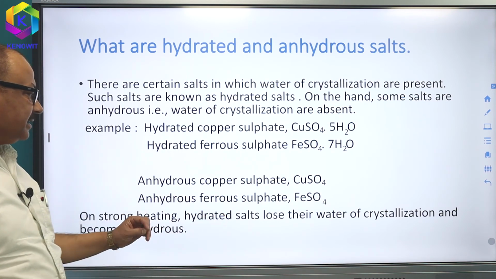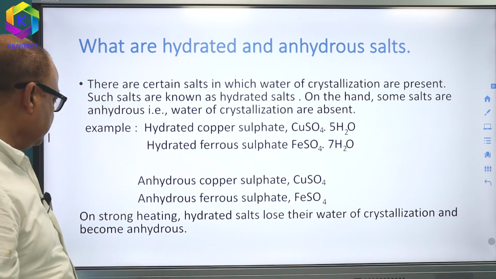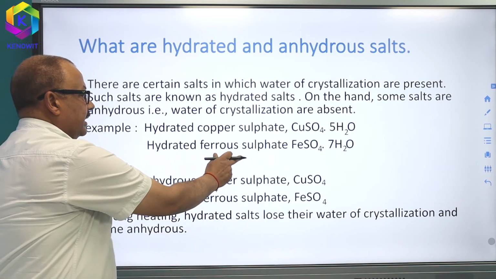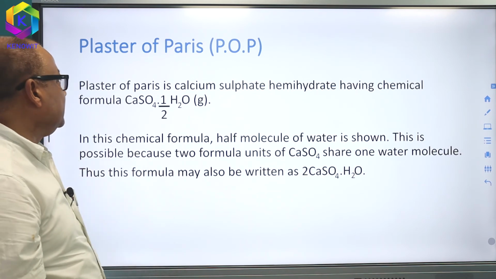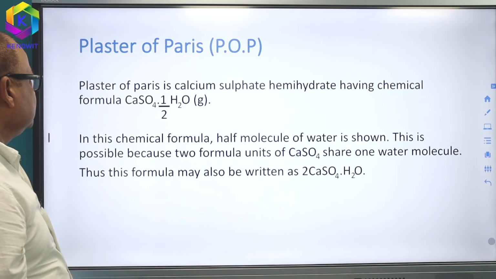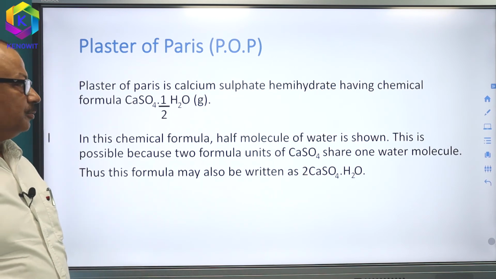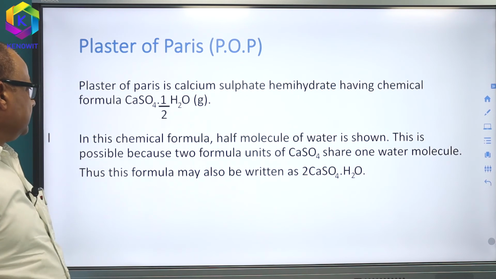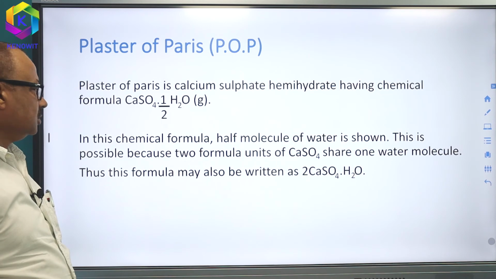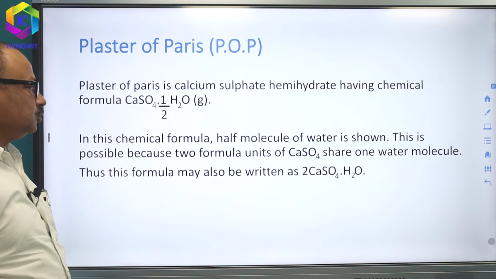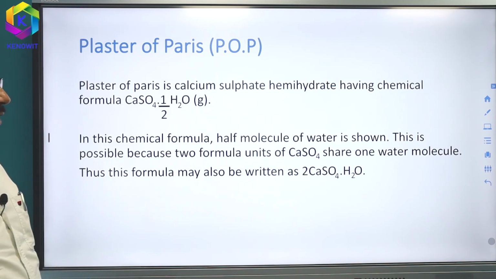So on strong heating, hydrated salt loses its water of crystallization and becomes anhydrous. Then plaster of Paris, POP. The chemical formula of plaster of Paris is calcium sulfate hemihydrate, CaSO4.1/2H2O. In this chemical formula, half a molecule of water is shown. This is possible because two formula units of calcium sulfate share one water molecule.